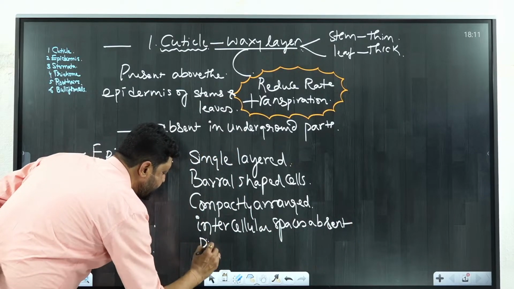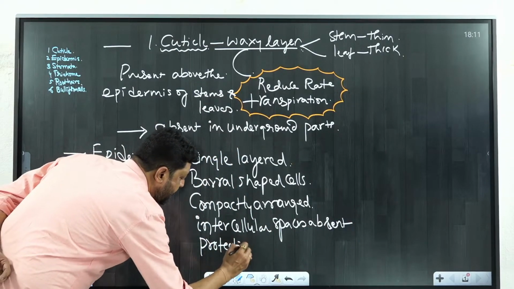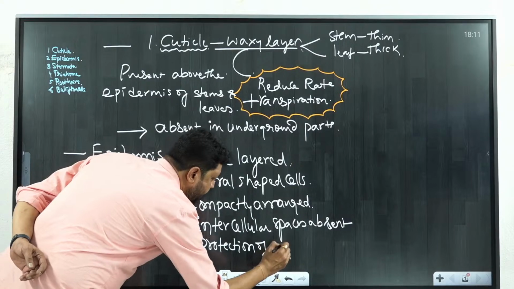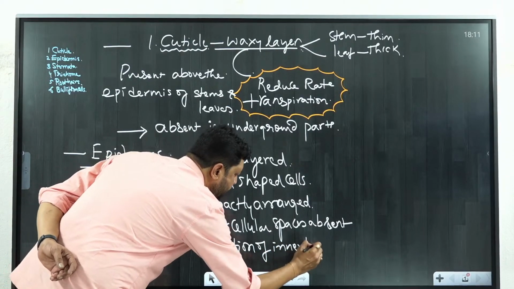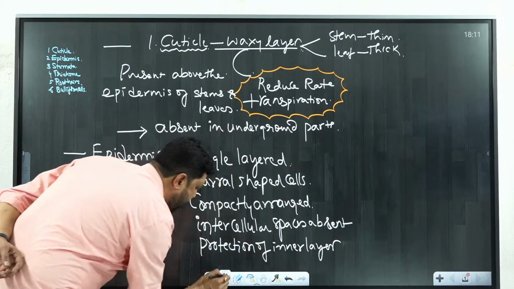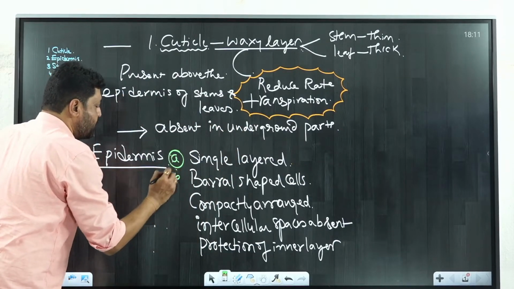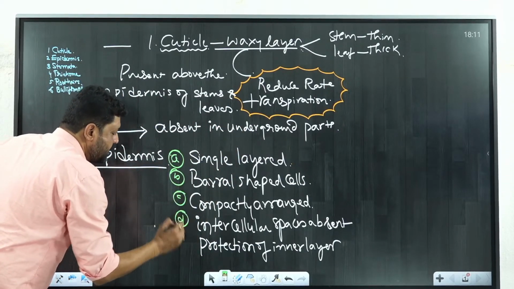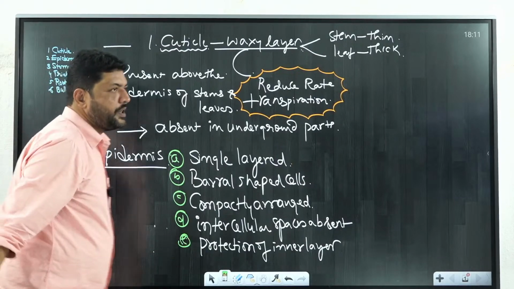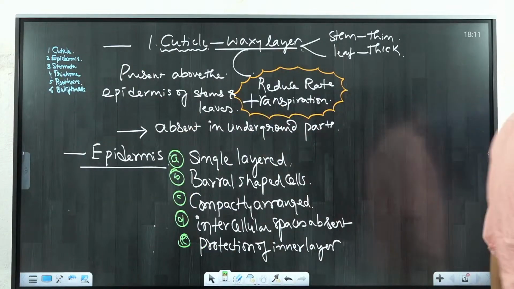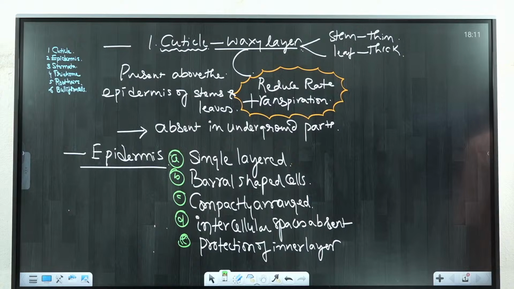Helps in protection of inner layers. So why am I writing this in such a way? This is A, B, C, D, E. So the expected question is: how many of these are true with respect to the epidermis?